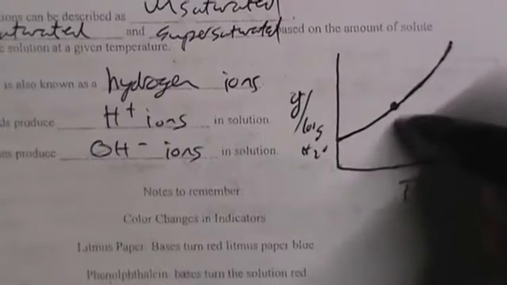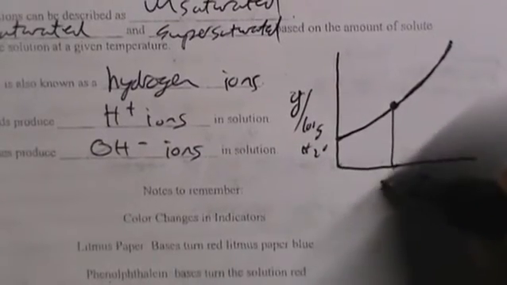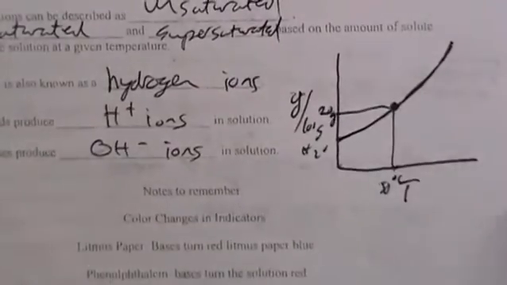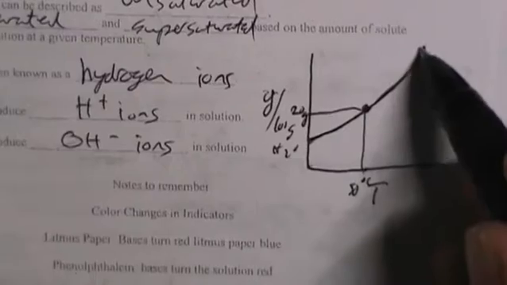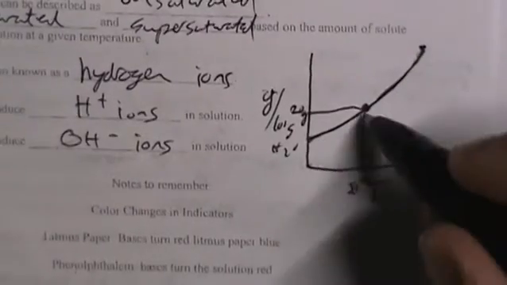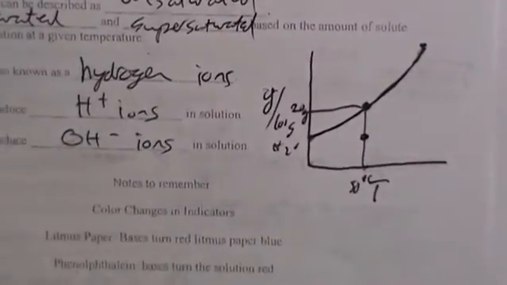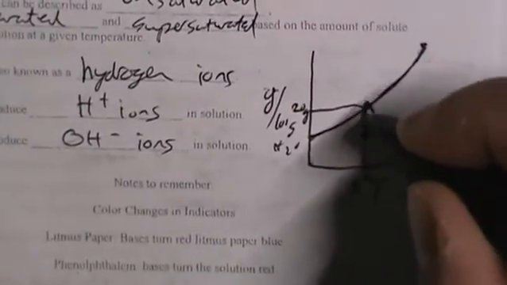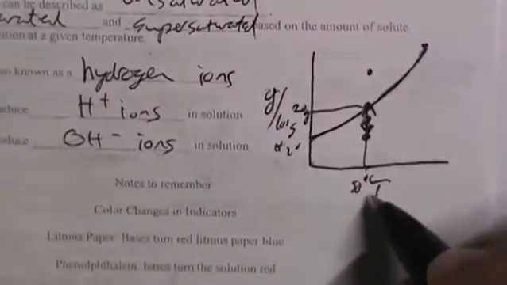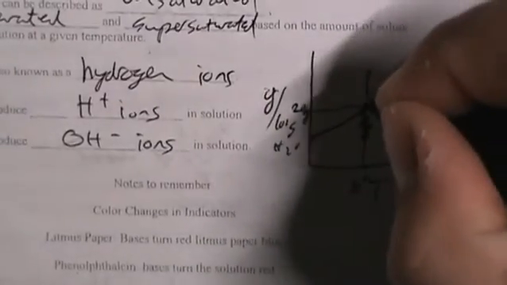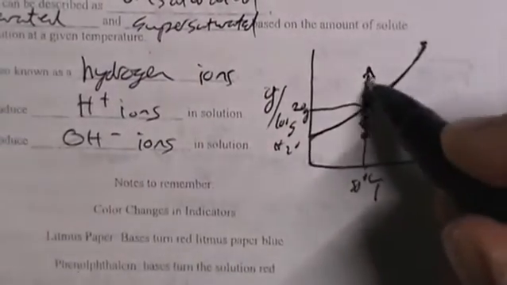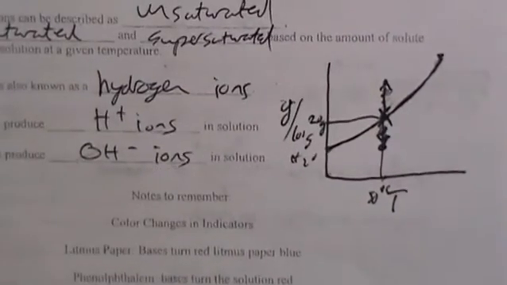Say this is 50 degrees and this is, let's just call this 20 grams. No particular reason. So anywhere along this curve is saturated. If for the same temperature you fall below the curve, you are unsaturated because you could still dissolve this much more. And anywhere above the curve, again at the same temperature, represents a supersaturated solution, and whatever this excess is will come crashing out as a solid precipitate if you give it half a chance.